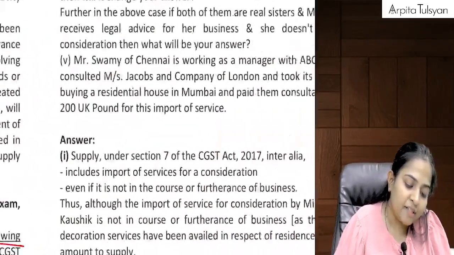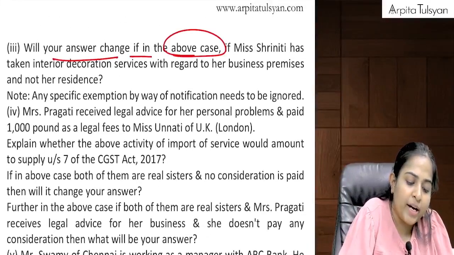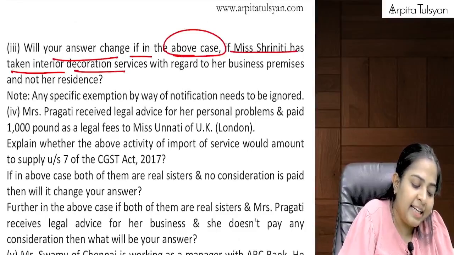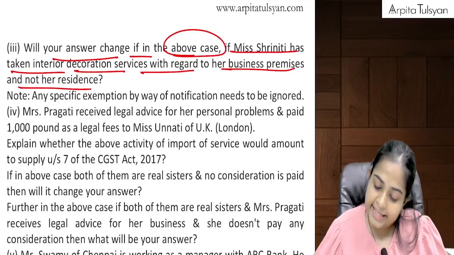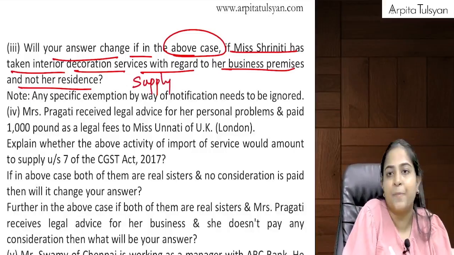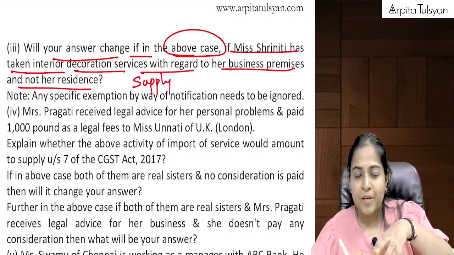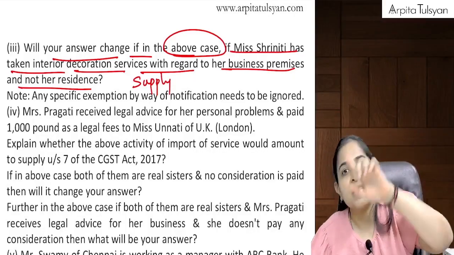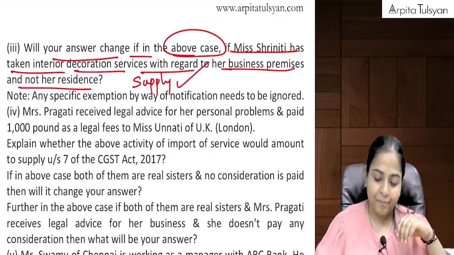Okay, then after that, will your answer change if in the above case Ms. Srinidhi has taken interior decoration services with respect to her business premises and not her residence? Yes, my answer will change. Now this will be considered as a supply as per para 4, because importation of services is happening from my related person in the course or furtherance of business for zero consideration. So now it will be considered as a deemed supply.